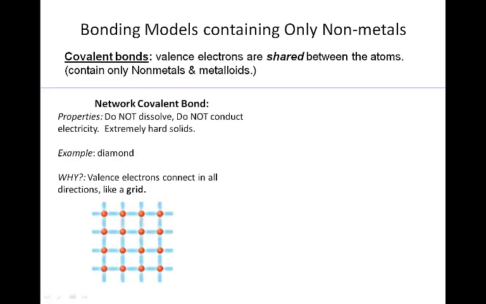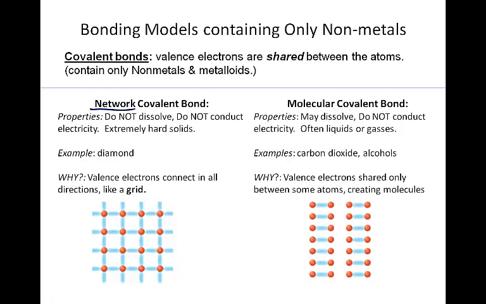And there's two kinds of covalent bonds. The first is a network covalent bond. These are things that don't dissolve in water and don't conduct electricity. They're very hard solids, like diamond or sand. And here's why. Look at their bonding structure. The valence electrons are in this grid. They're very firm, they're very set in place, and they can't dissolve because water can't get in and separate because there's electrons in the way. And they can't conduct electricity because look at where the electrons are. They're in these fixed lines and there's nowhere else for them to go.